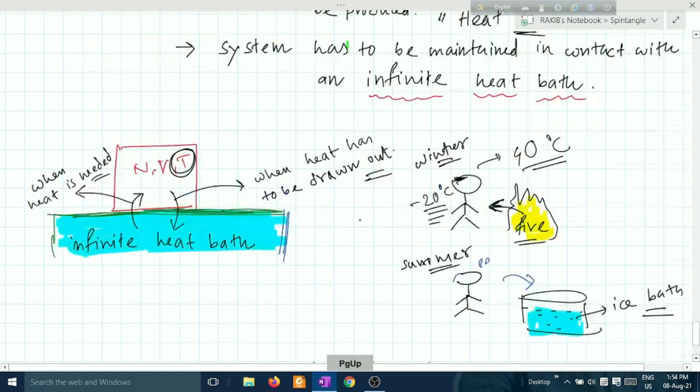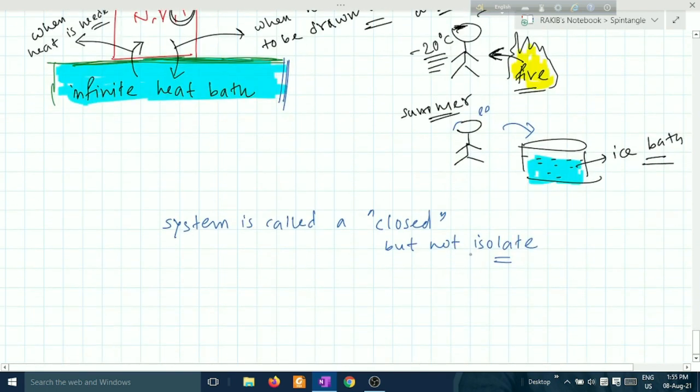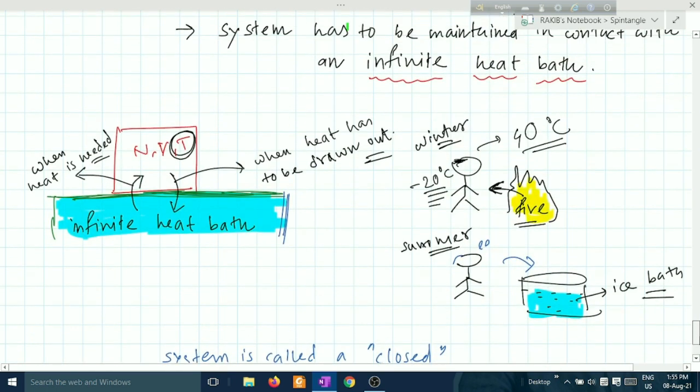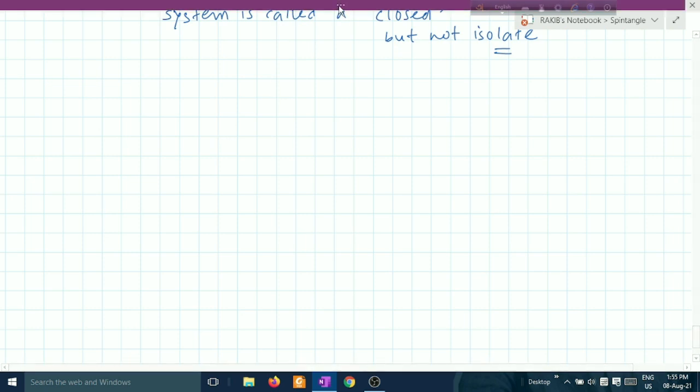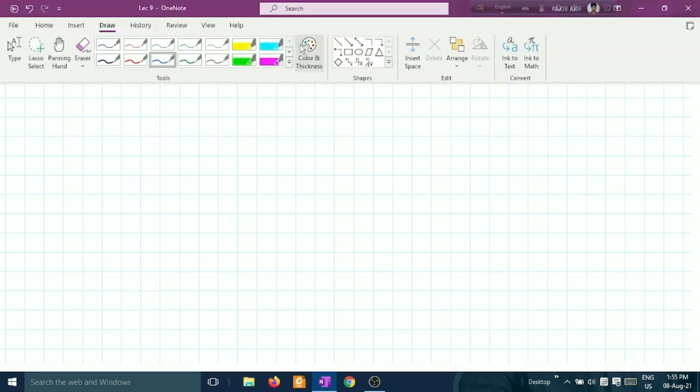You can see that the system is closed because the walls are rigid, but not isolated. In the previous case we discussed an island type example, where the island would be in touch with another island. You can conclude this. This is the canonical ensemble.